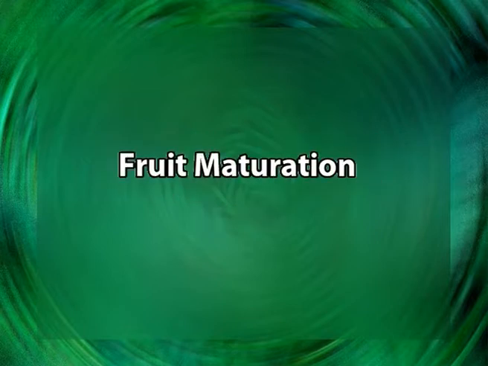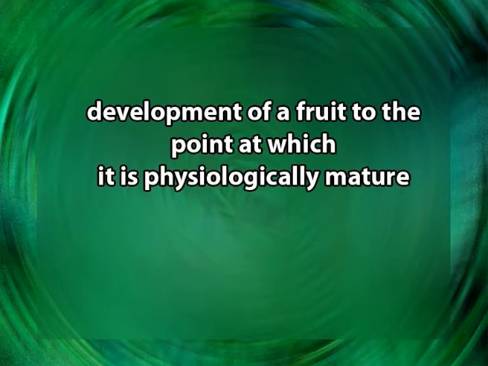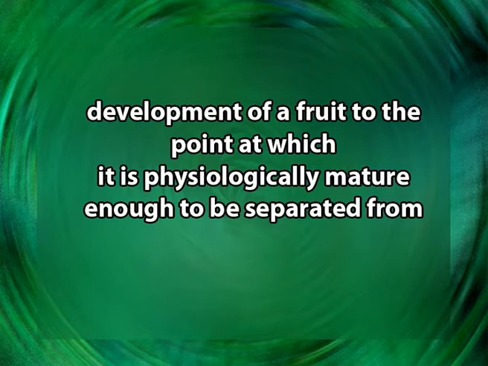Fruit maturation. Maturation is the completion of the development of a fruit to the point at which it is physiologically mature enough to be separated from the parent plant. Typically, this is the point at which its seeds are viable. Ripening and maturation can be synonymous for non-climacteric fruits that are edible at the time of picking and have no post-harvest ripening cycle. However, they are quite different for climacteric type of fruits.